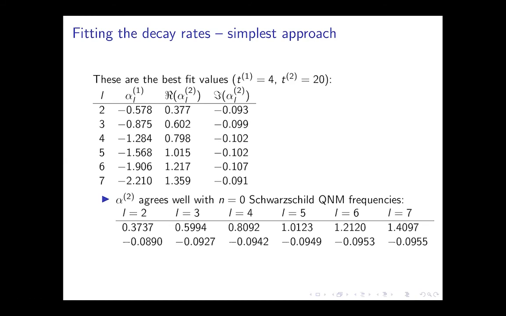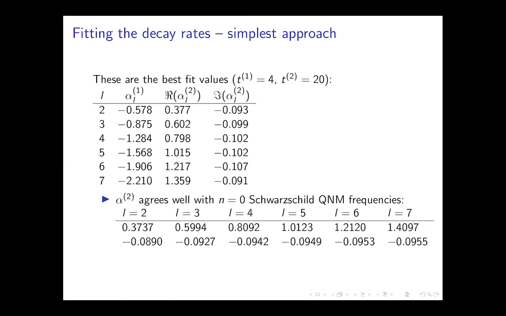And then the second column shows you what the damping time is at the very early times. So that is alpha 1 for the different L's, so that's minus 0.578 and so on, those different values. While the next two columns are the real and imaginary parts of the frequency at late times, after t of 20. Those are the values I want to compare with the fundamental quasi-normal, the Schwarzschild QNM frequencies.